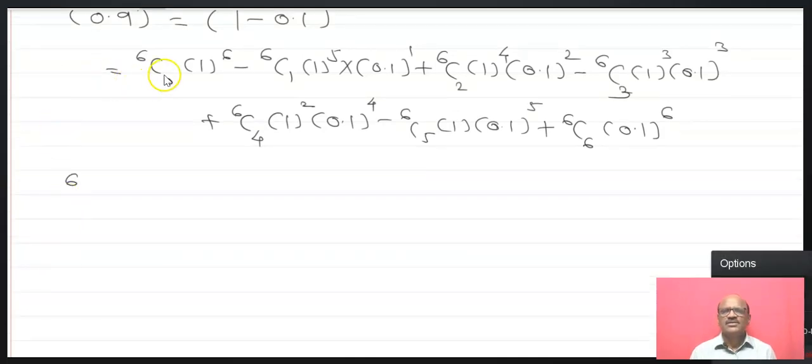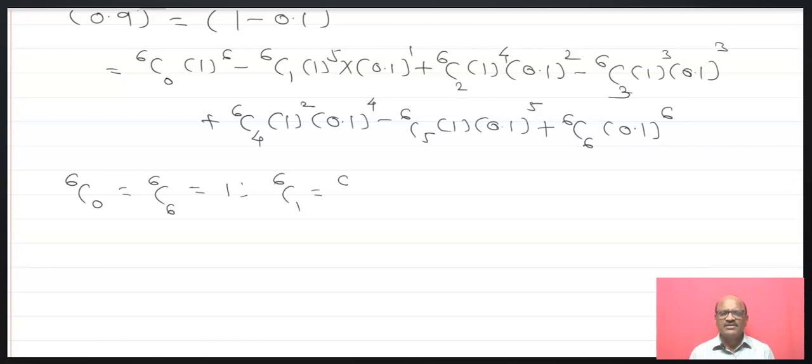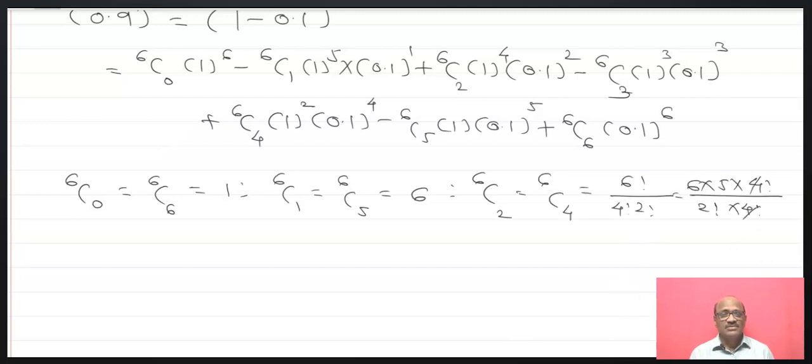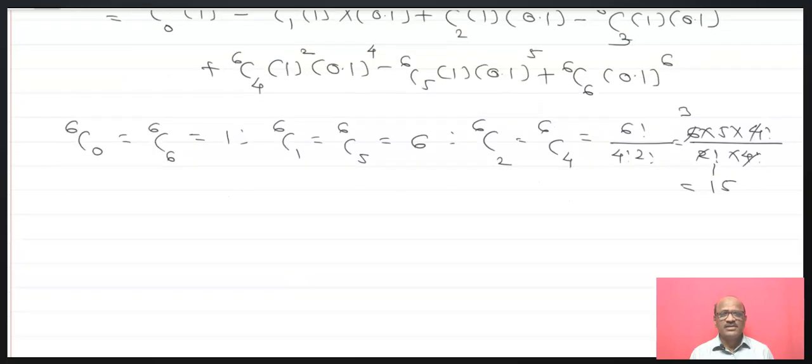See this here. 6C0 1 raised to 6, 6C1 1 raised to 5 into 0.1 raised to 1, 6C2 1 raised to 4, 0.1 raised to 2, minus 6C3 1 raised to 3, 0.1 raised to 3, plus 6C4 1 raised to 2, 0.1 raised to 4, minus 6C5 1 raised to 1 into 0.1 raised to 5, 6C6 0.1 raised to 6, and in this way we'll calculate the values there. 6C0, 6C6 is 1, 6C1, 6C5, that is equals to 6, 6C2, 6C4. These are their values, and that is equals to 15.